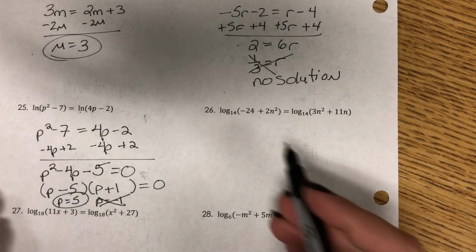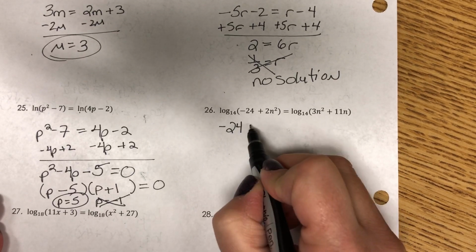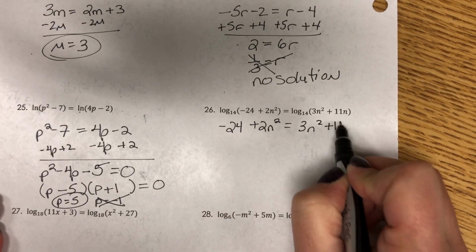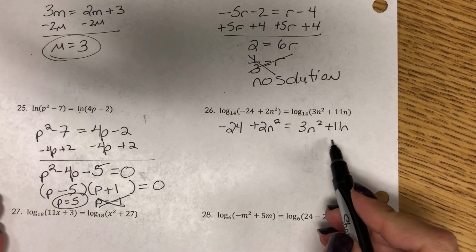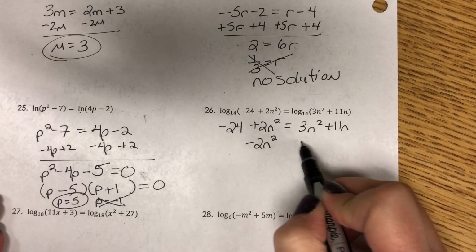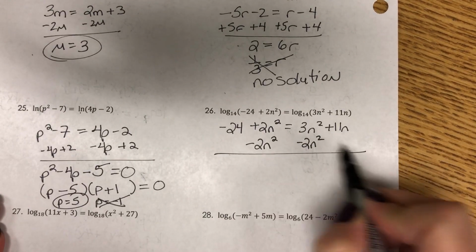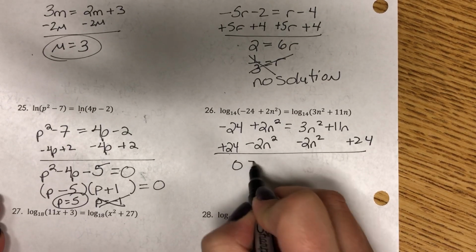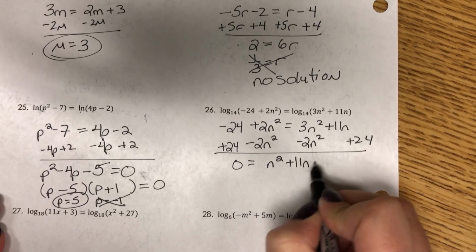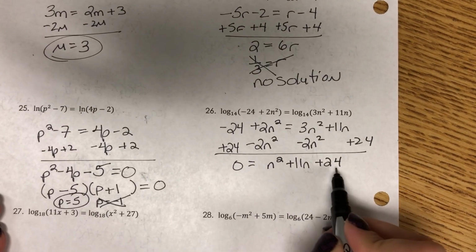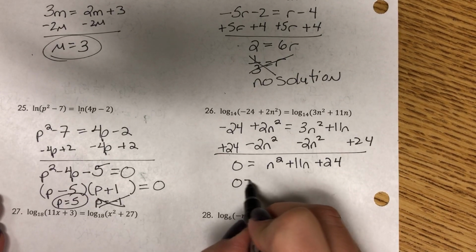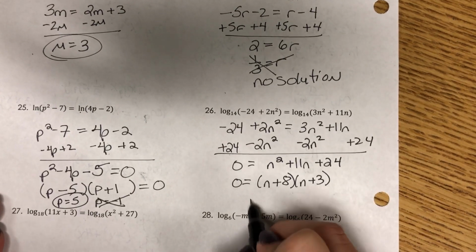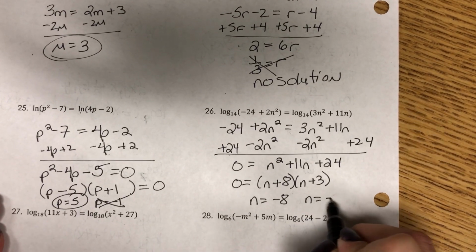26. We've got the same log bases, so we can drop the logs. Again, we've got these n squareds, so I'm going to move everything to the right so I get a positive n squared. So what multiplies to 24 that adds to 11? So we get n is -8 and n is -3.